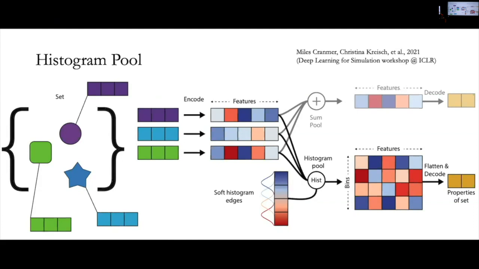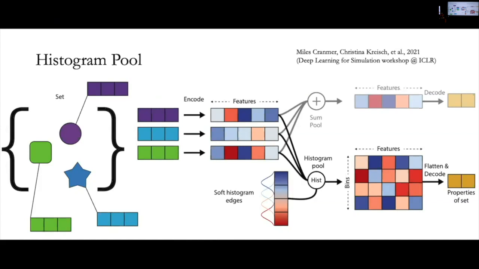Again, the sum pool could compute a histogram. There's actually a paper by Jesse Taylor's group at MIT where they learn a deep set on a particle experiment, and they show that the sum pool is actually computing histograms. So the sum pool could compute a histogram, but if you explicitly compute a histogram, it's more interpretable. That's the basic point.